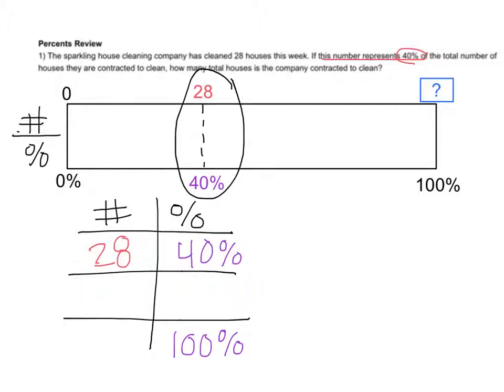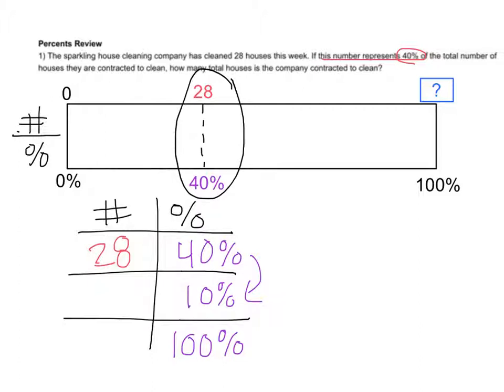Since I can try to get 40% down to any percent that goes into 100, examples would be 1%, 2%, 5%, 10%, even 20%. But I'm going to use 10% right now because I think that would come in handy perhaps on your quiz.